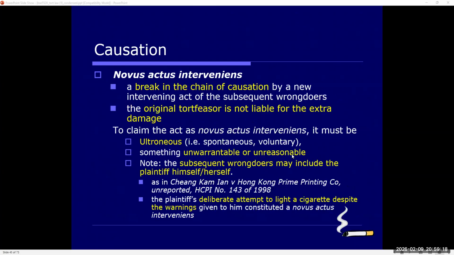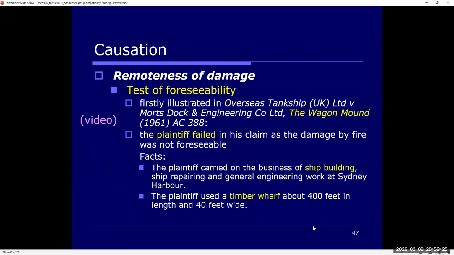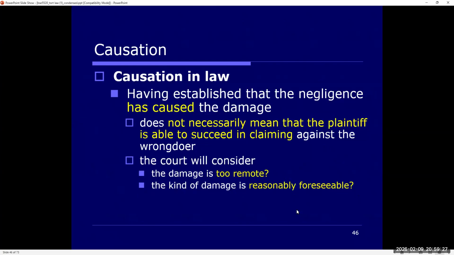Causation in law, right? We talk about this one, okay. Now, having established that negligence has caused the damage does not necessarily mean that the plaintiff is able to succeed. Why? Because the court will further consider whether the damage is too remote, reasonably foreseeable.